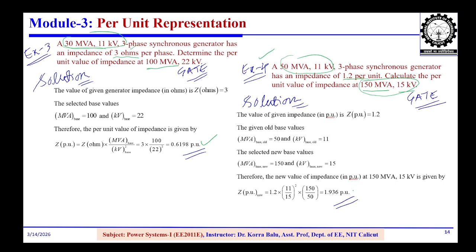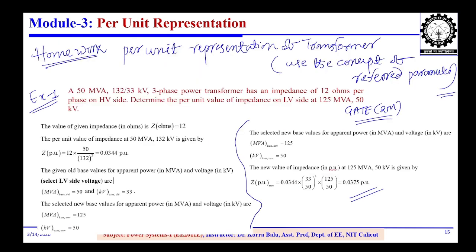So from there you get the old over new for the voltage, and the new over old for the MVA base. Then we get the new impedance in per unit on the 150 MVA 15 kV base. Like that you can solve all the problems by checking the given parameter, whether the impedance is given in ohms or per unit. Then see whether they are asking to convert to different base values, or they are asking for the impedance in per unit or in ohms. So this is the simple problem.